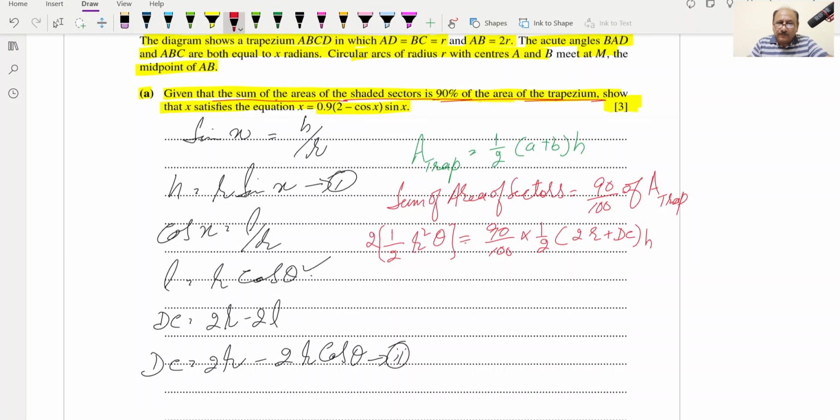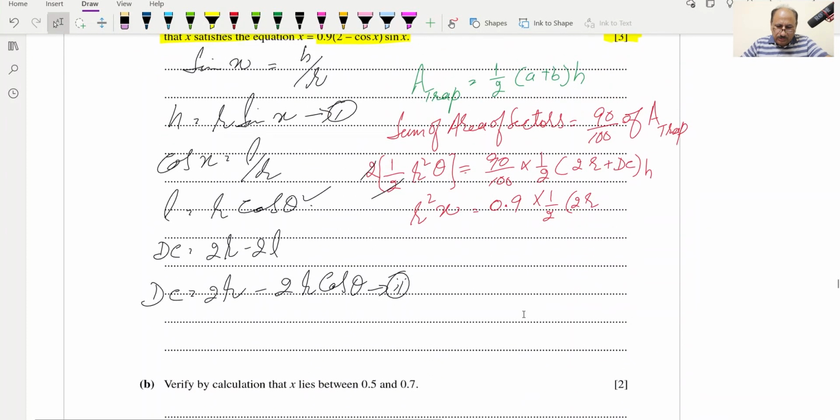So h will be this one. Now we will be replacing values, and we can cancel this 2 with this 2, and we will get r squared theta. Theta is x. R squared x will be equal to 90%, or we can write 0.9 into 1 by 2 into 2r, and the DC value is over here.